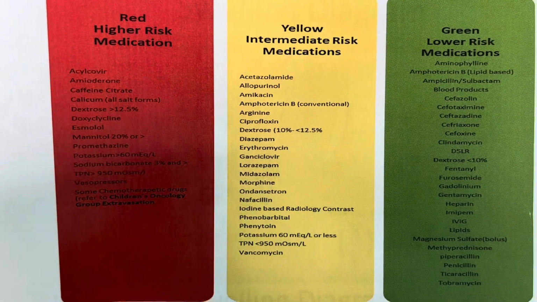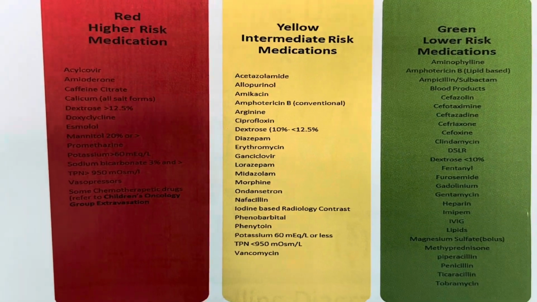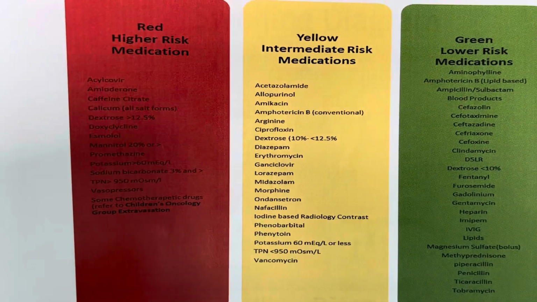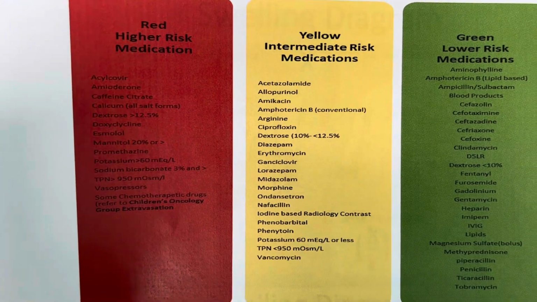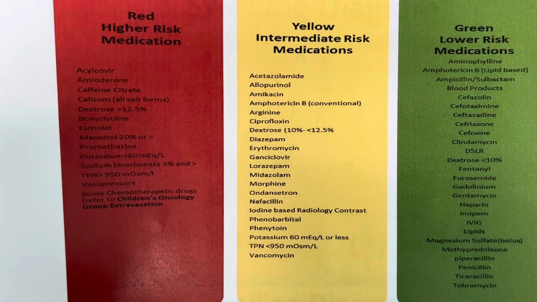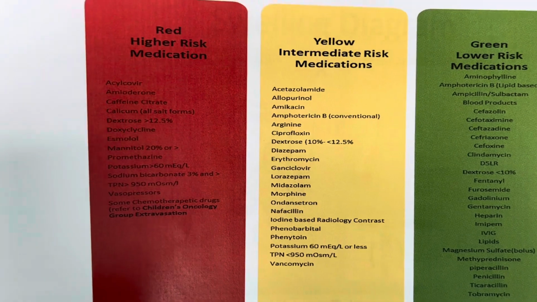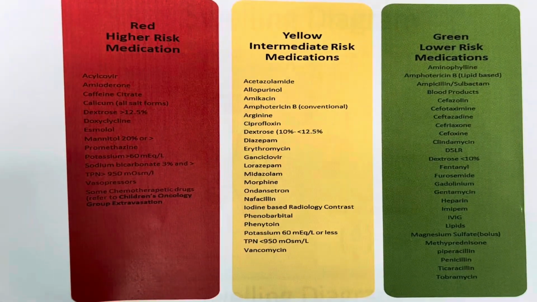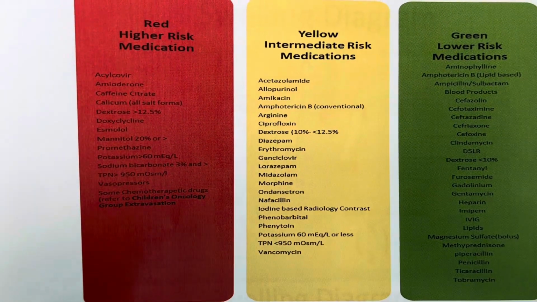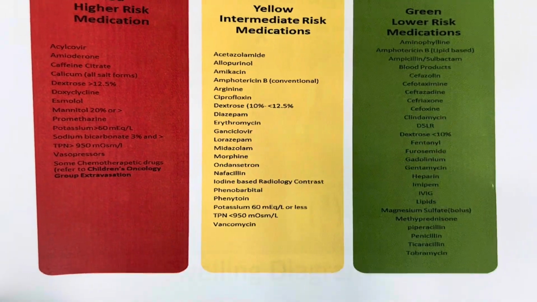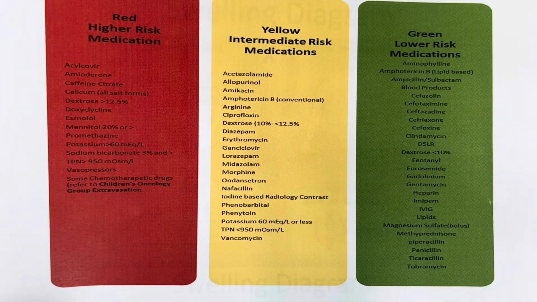And a severe infiltrate has swelling greater than 60%. The medication could be in the green, yellow, or red category. But a medication in the red level is always a severe infiltrate, regardless of the amount of swelling. So take those into your consideration and then document appropriately.